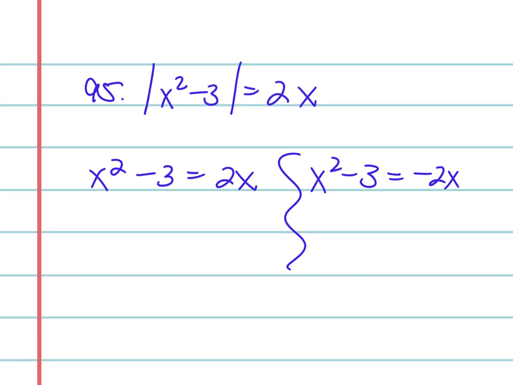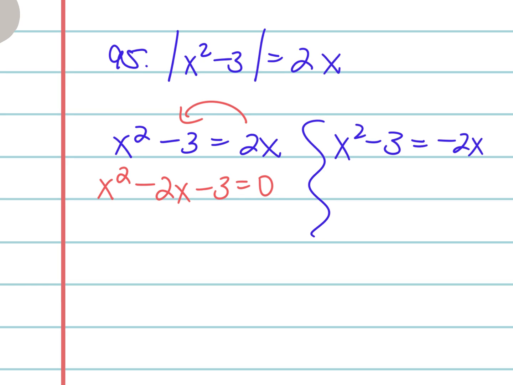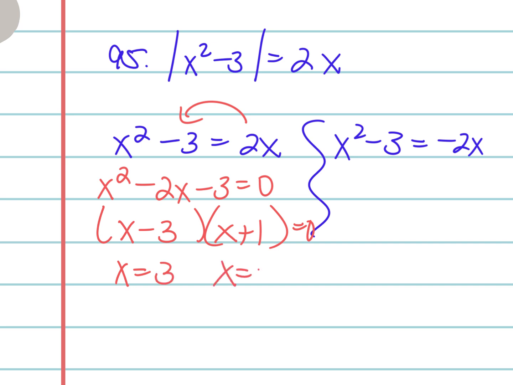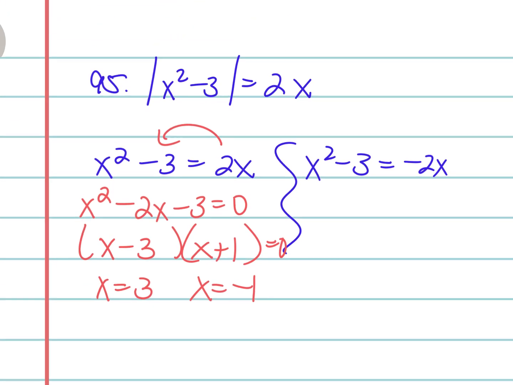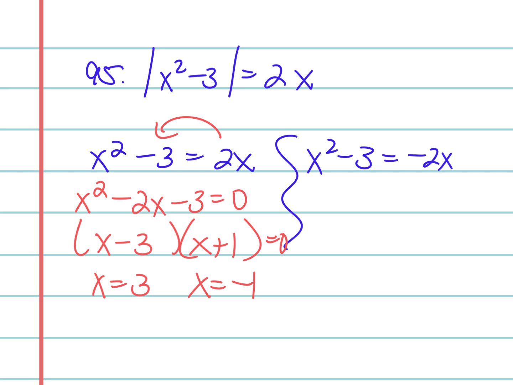So in both cases, we're going to solve. It's a quadratic, so we're going to move everything to one side. Move this 2x over, it becomes negative. So x squared minus 2x minus 3 equals 0. If I were to factor this, factors of -3 that multiply to give me -3 and add to give me -2, it's going to be x minus 3 and x plus 1 equals 0. So x equals 3 and x equals -1. We need to go back and check, guys. When you go back and check this, x equals 3 satisfies the absolute value equation. X equals -1 does not, so you would cross it out.